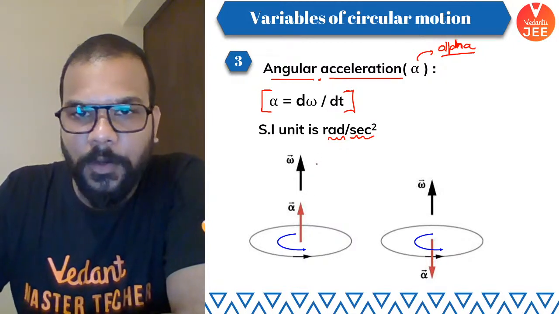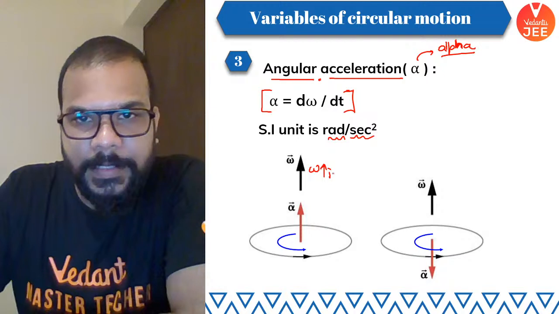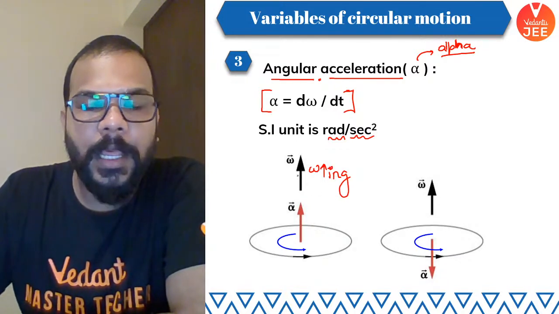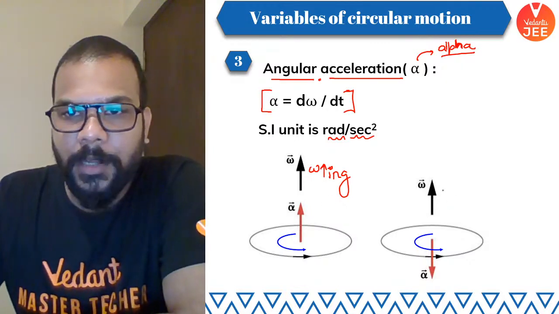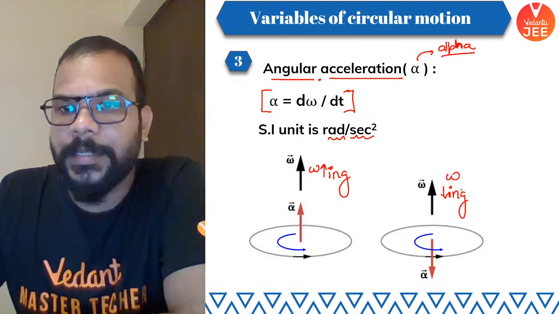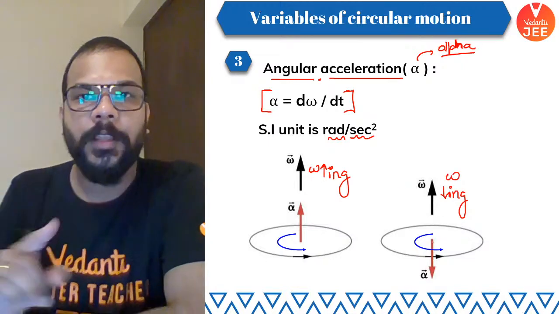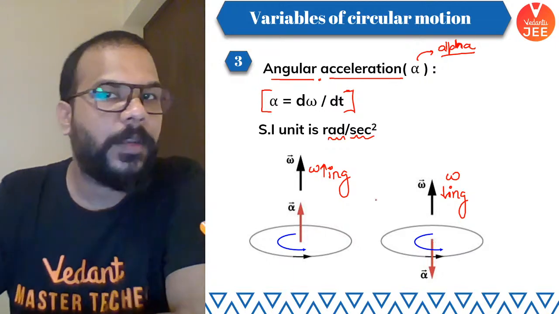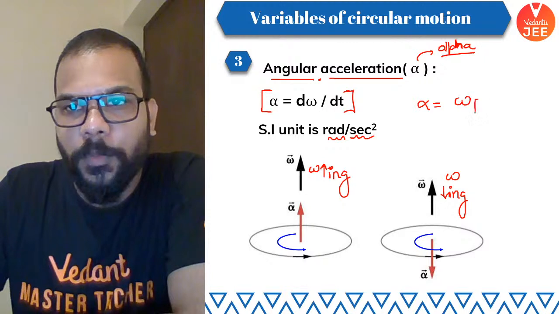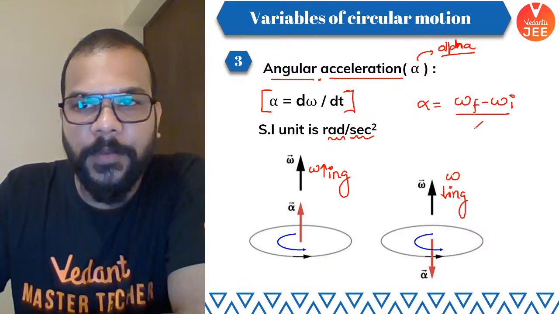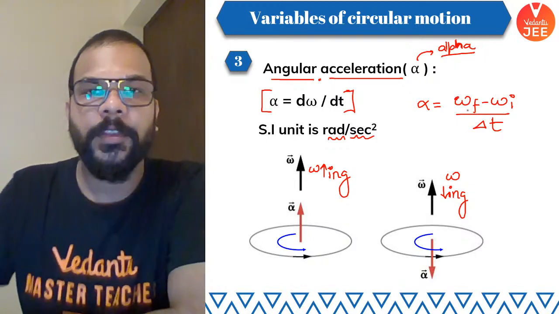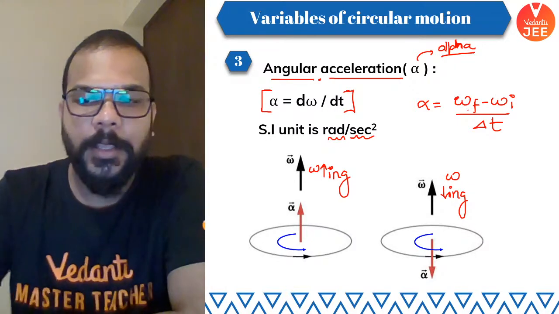If your angular velocity is increasing, then alpha and omega have the same direction. But if your angular velocity is decreasing, then angular velocity and angular acceleration will be in the opposite direction. Why so? Because alpha is omega final minus omega initial divided by change in time. So if omega decreases, this value will come out to be negative, which tells you that the direction is just the opposite.